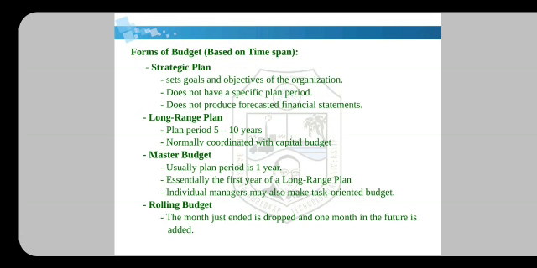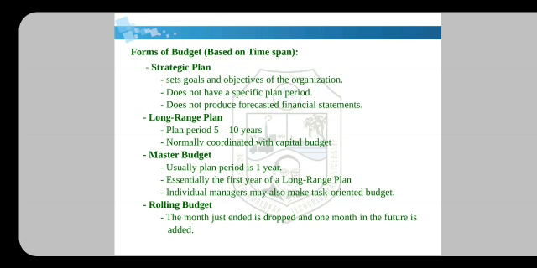Now next is long range plan. So in long range plan, there are specific years, like this plan is made for 5 to 10 years, and it is normally coordinated with the capital budget. So the 5 year plan that we are making for our country is an example of long range plan. We are making a plan, or we are putting a budget for the next 5 years, and it is normally coordinated with the capital budget. So some amount of money is allocated to every department for the next 5 years, and the goals are set accordingly.